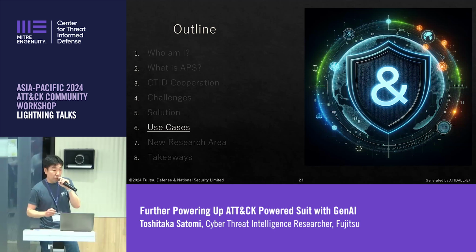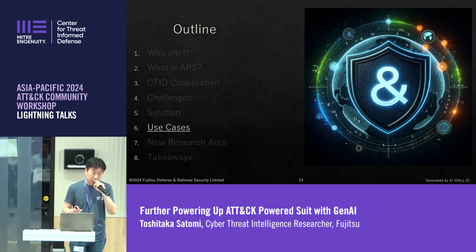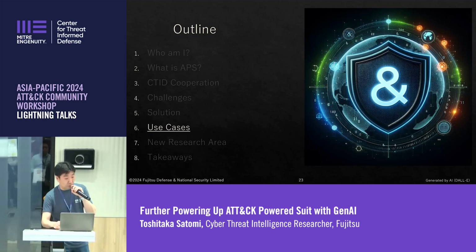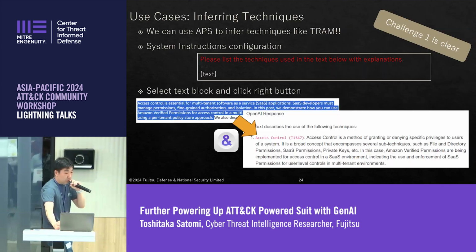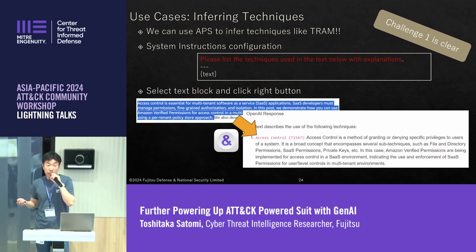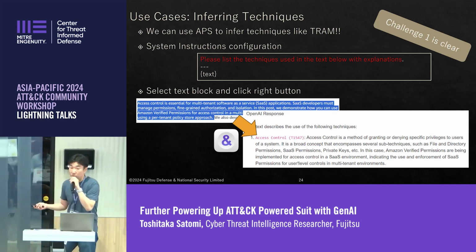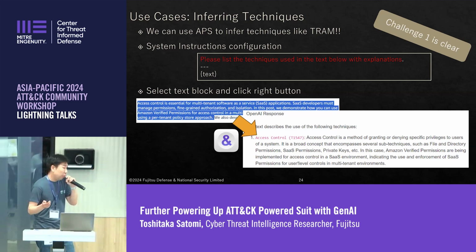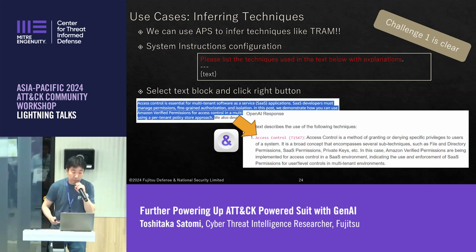After implementation, I tried various use cases. Today, I would like to introduce two of them. The first case is inferring techniques. I'll set the prompt configuration: please list the techniques used in the text below with explanation. OpenAI returns the result of its inference. This behavior is like TRAM. TRAM is Threat Report ATT&CK Mapper, which was developed by CTID members. So challenge one is clear.